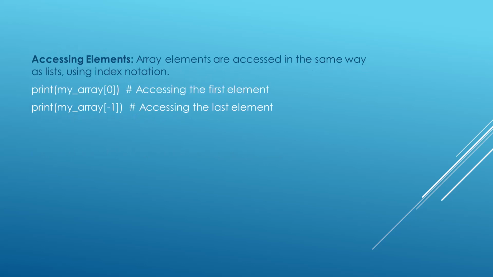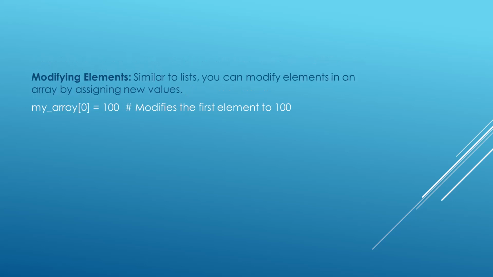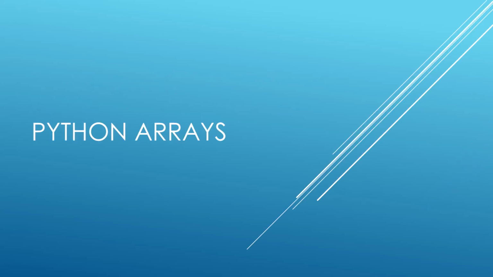Accessing elements. Array elements are accessed in the same way as lists, using index notation. Modifying elements. Similar to lists, you can modify elements in an array by assigning new values. In Python, arrays are used to store collections of elements of the same data type in contiguous memory locations.